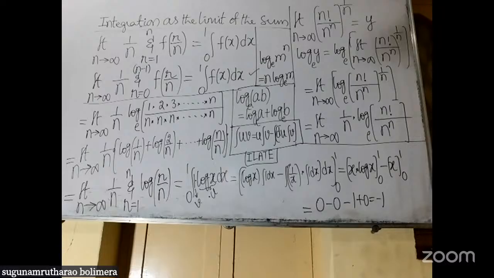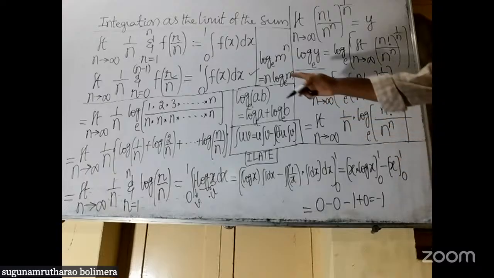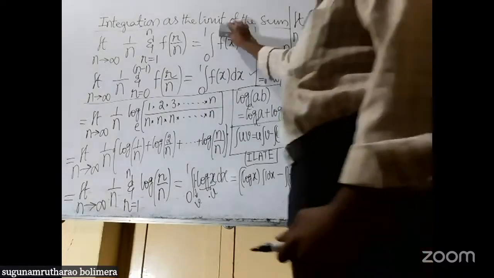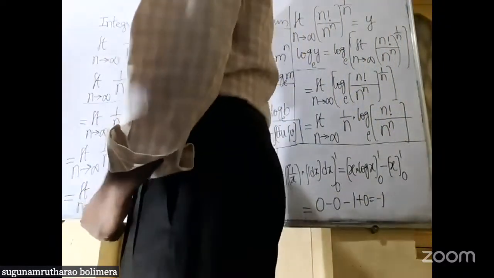So the value of log y is minus 1. This is nothing but log y, which we have calculated, so log y is minus 1. Then what will be y?